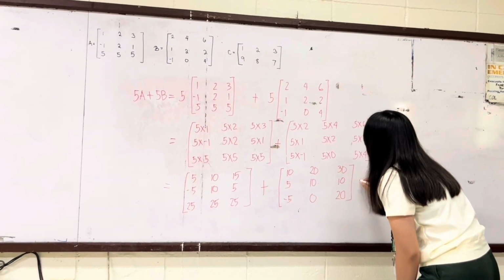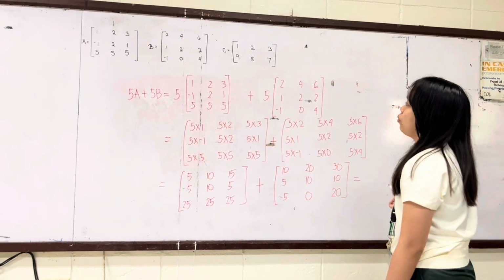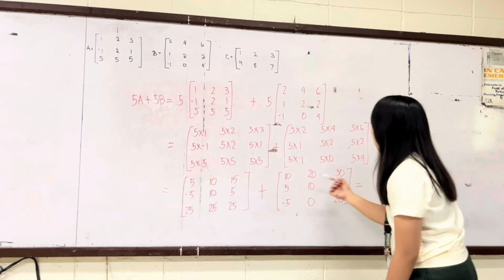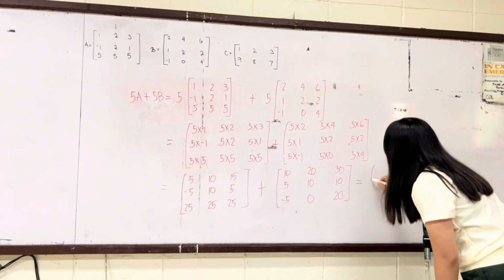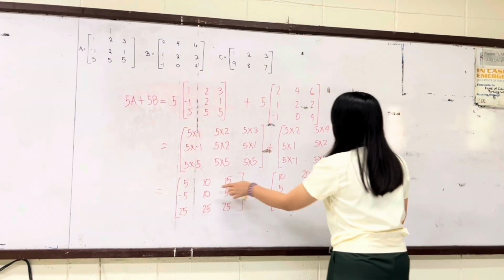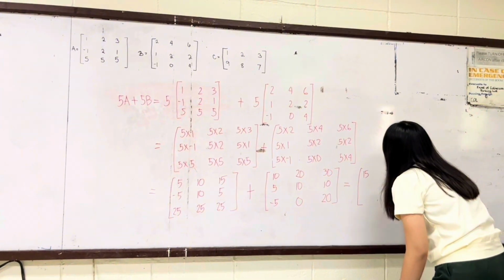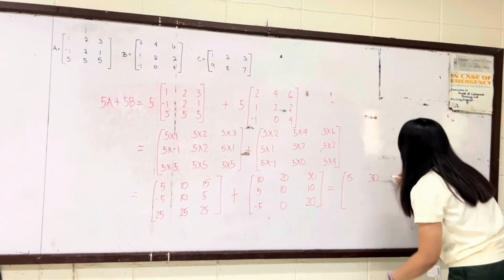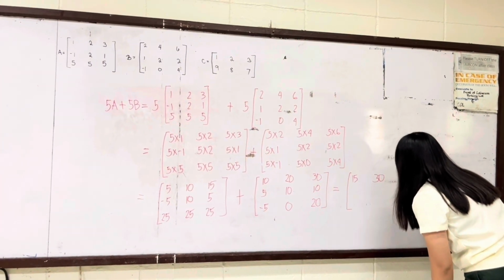And now, we are finally going to add them. So, we simply follow the instructions given earlier. So, 5 plus 10 is 15. Next, 10 plus 20 is 30. Next, 15 plus 30 is 45.